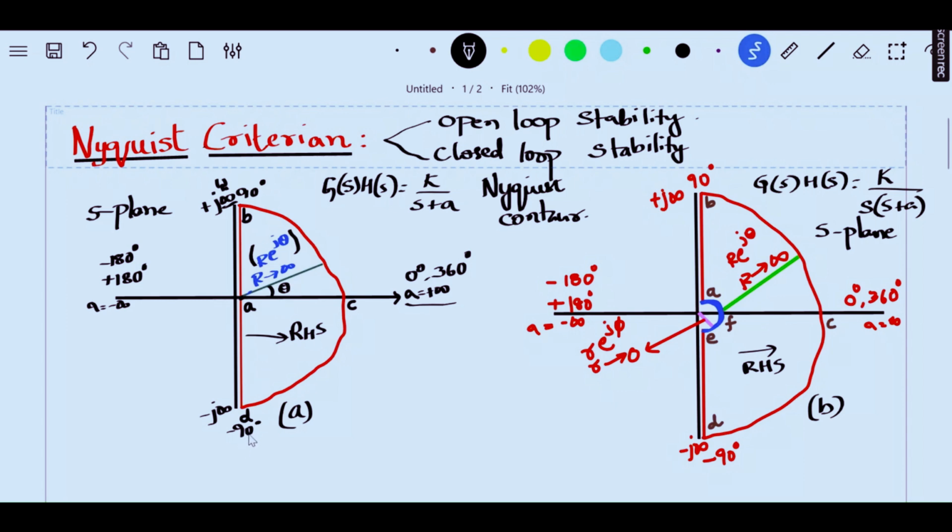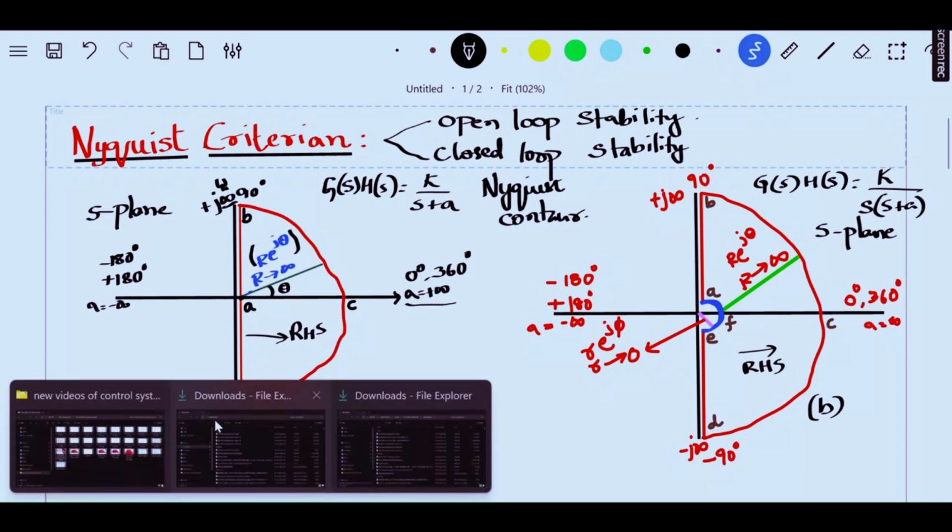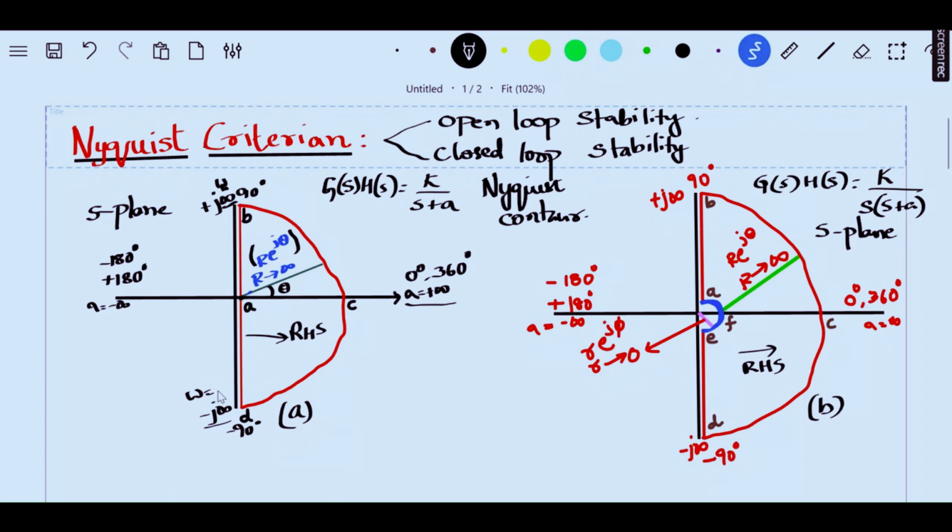When you come to point D, you can see the point D is at minus infinity. This is the point where omega equals minus infinity, and the angle at D is minus 90 degrees. Fine. So if you go towards the right half of the S plane, the angle on this horizontal line is plus 180 or minus 180. Now coming to this particular contour, you are able to see two semicircles.